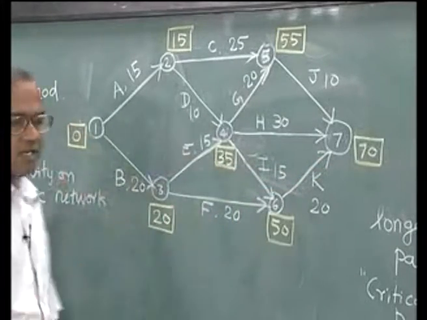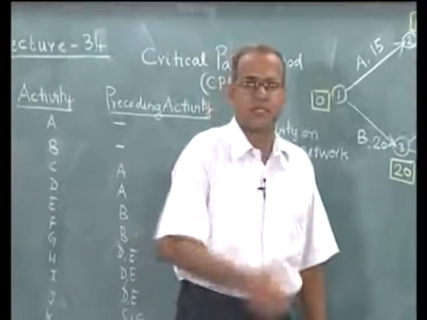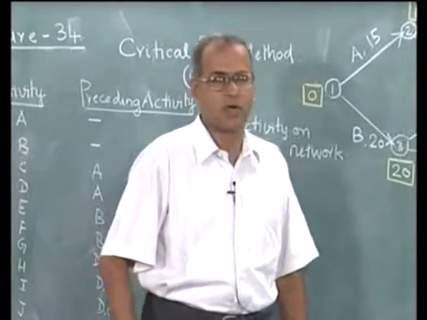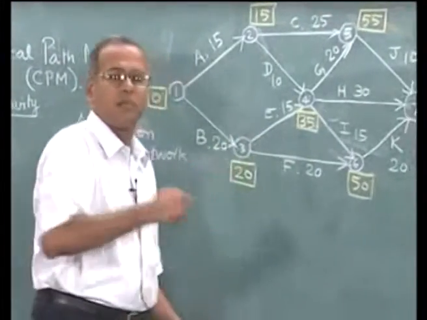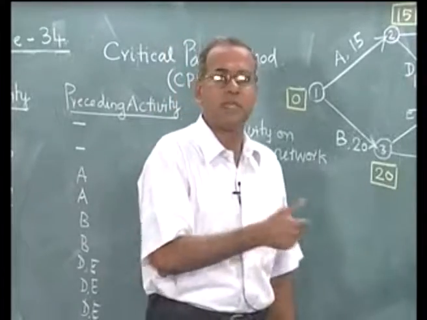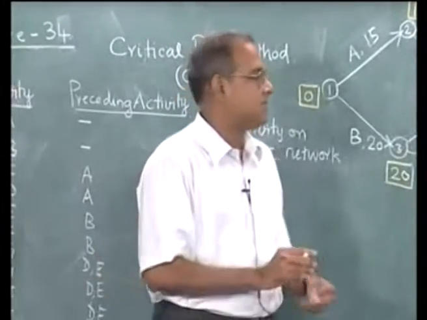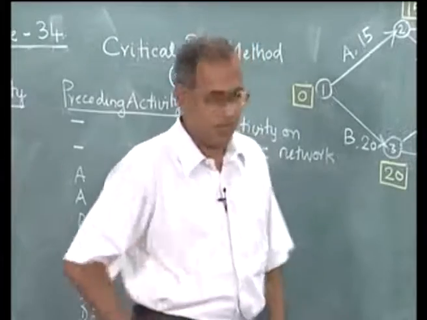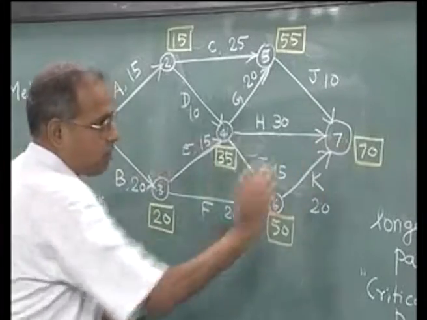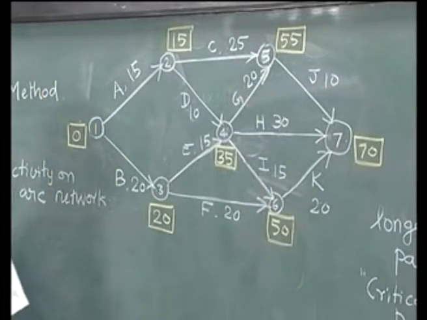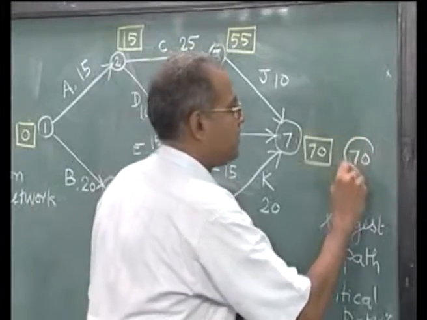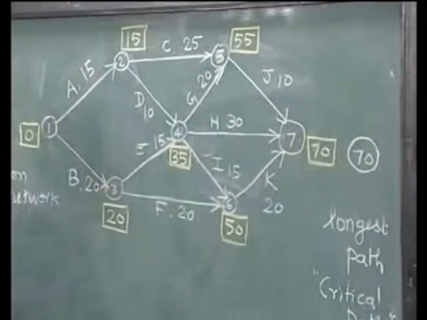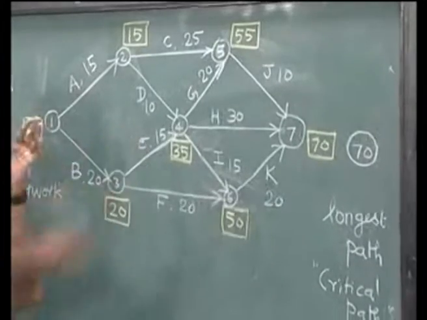Now, the labeling procedure was very similar to Dijkstra's algorithm for the shortest path problem, except that the node label here was the maximum of the times as against the minimum of the times that we considered when we solved the shortest path problem. This labeling is a forward pass of the labeling procedure. We also go through a backward pass. So, we start with the same 70 here, but we use a different symbol, a circle for example, and then go through the backward pass.